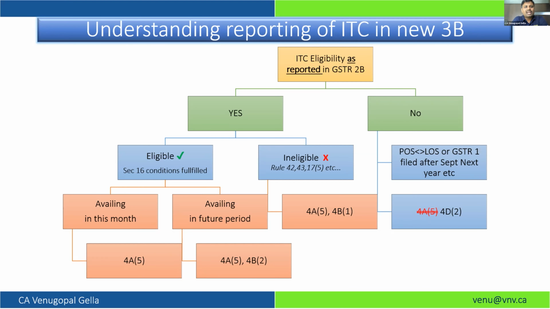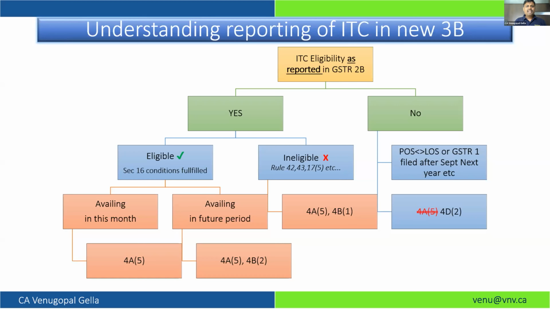4B is your reversals. Now 4B has two sections. Section 1, which is permanent reversal. You are reversing this credit and you are not going to reclaim it. Such credits would be reported in 4B1. What are the credits I will not reclaim?